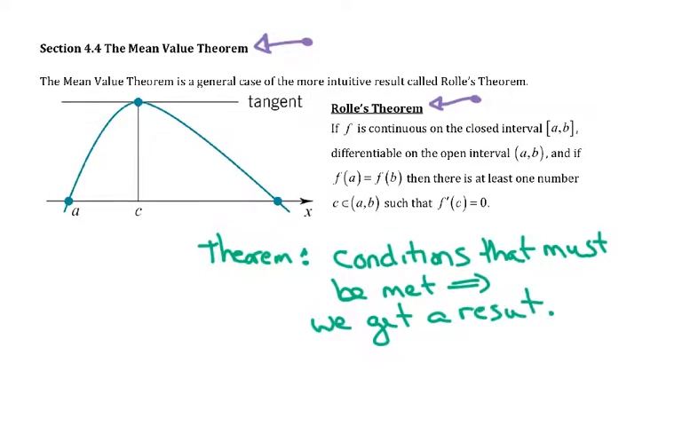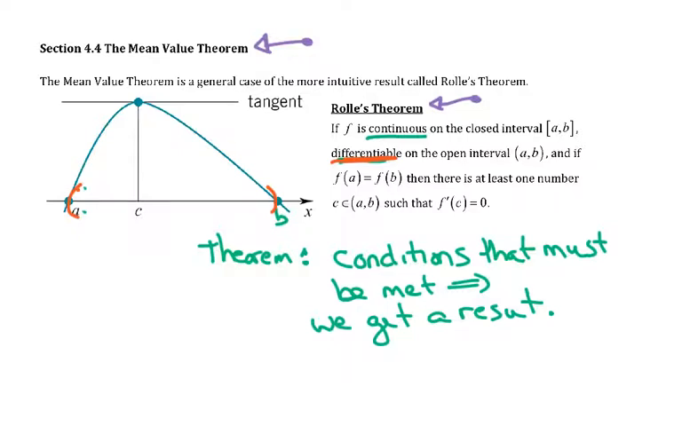So in this case, what we need is a function to be continuous on a closed interval, a, b. It also has to be differentiable on the open interval, a, b. So there's two conditions. It has to be continuous and it has to be differentiable.